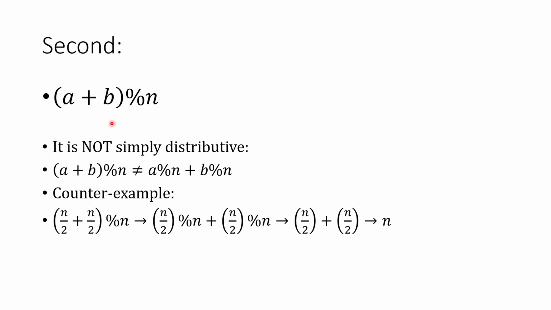So let's say a and b are both n over 2. And I'm using the arrow because I don't want to put equal signs because it's not equal. So let's say we do distribute. We get n over 2 mod n plus n over 2 mod n. Well, then each of these is less than n, so those will just return themselves. And then when you add them up, it'll be n. But if we truly compute what it is, which is n over 2 plus n over 2, we get n, and then that mod n is 0. So these two answers are incompatible, and so we know it's not simply distributive.